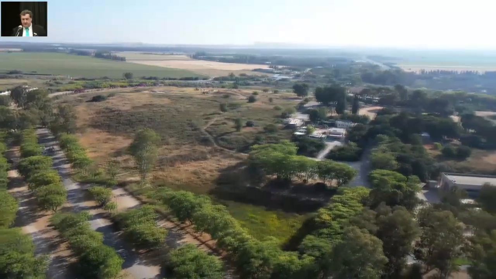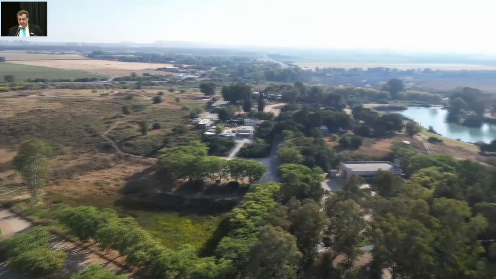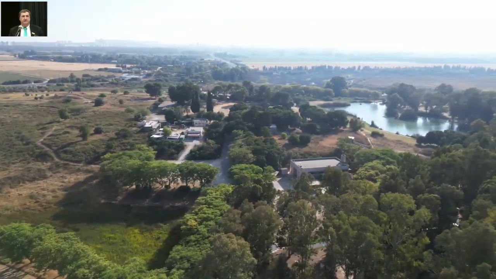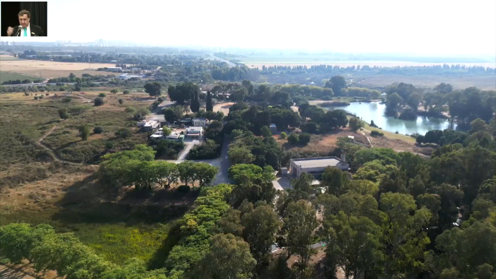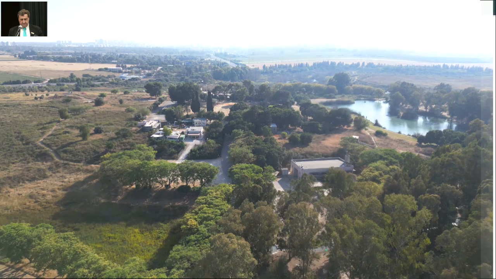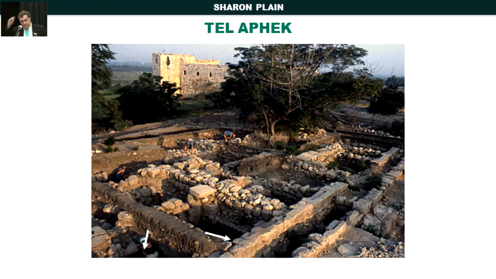Now, today there are the remains of a Crusader castle here, but in Roman times this site was known as Antipatris, and it was where Paul passed through as he was being taken by the Roman guards from Jerusalem up to Caesarea before he was imprisoned there. Now, because of its strategic location on the plain of Sharon, Aphek was a base for the Egyptians when they had control over the land of Israel.